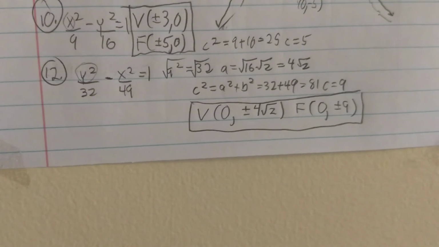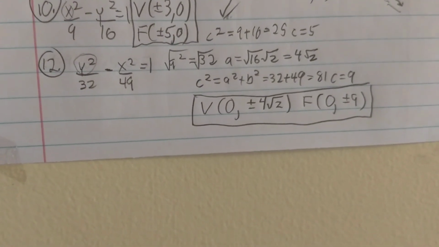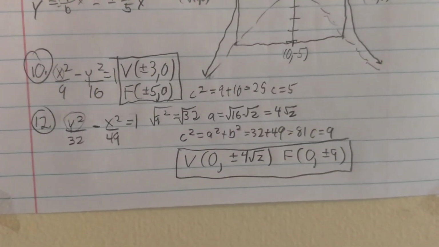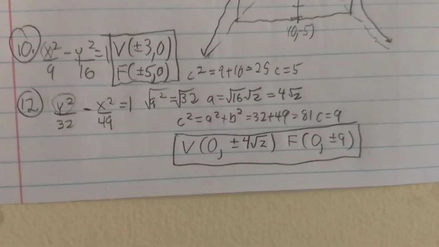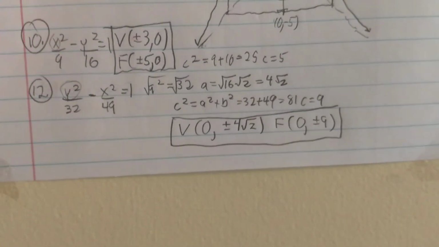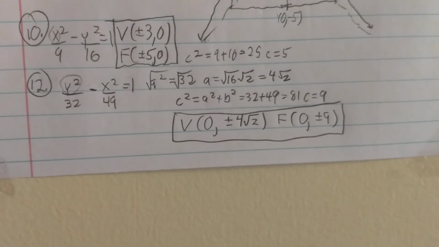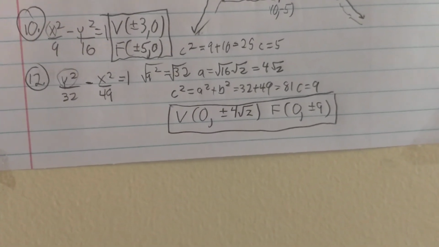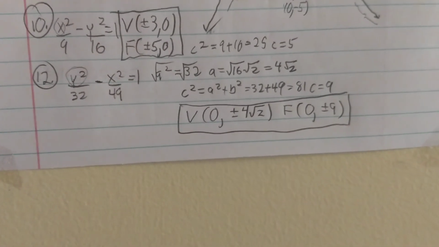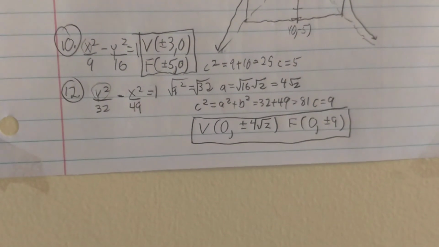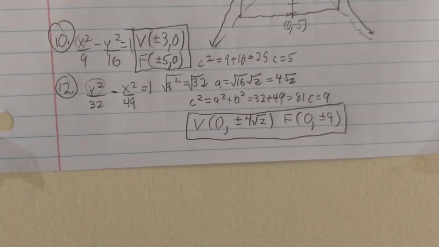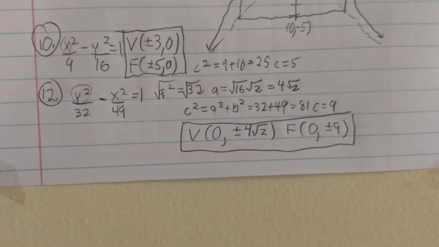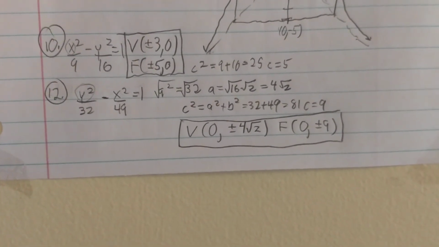Now 12, y squared, opening up or down, minus x squared over 49 equals 1. So a squared is 32, and a is the square root of 32, which we factor to get the biggest perfect square, square root of 16 times square root of 2, or 4 square roots of 2. Now c squared, again, is just adding the bottom numbers. 32 plus 49 is 81, which square roots to 9. So the vertices are up and down. So it's 0, plus or minus 4 square roots of 2, and the focus points are out beyond those, at 0, plus or minus 9.